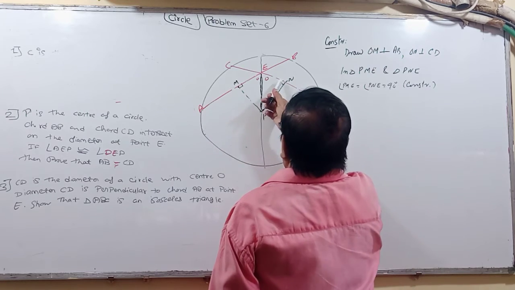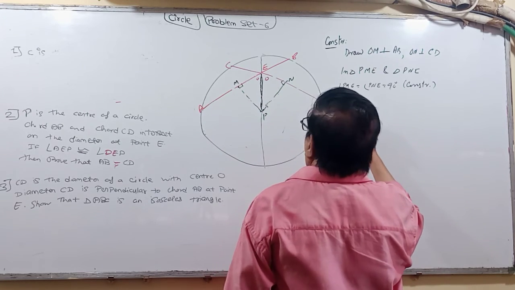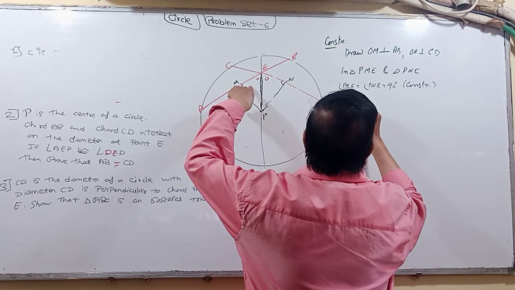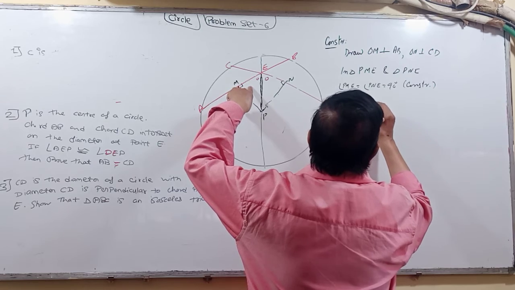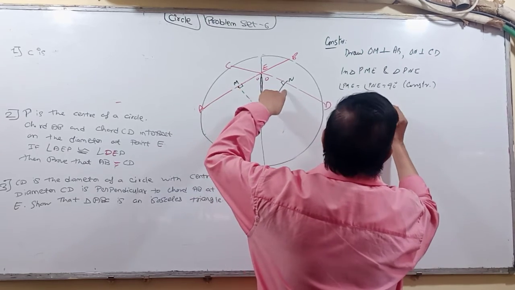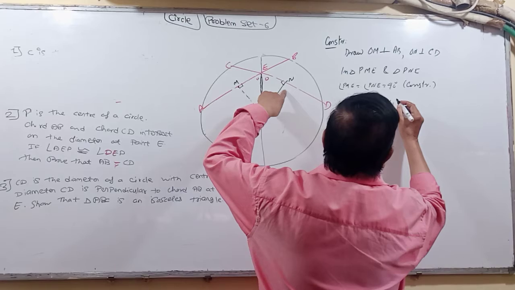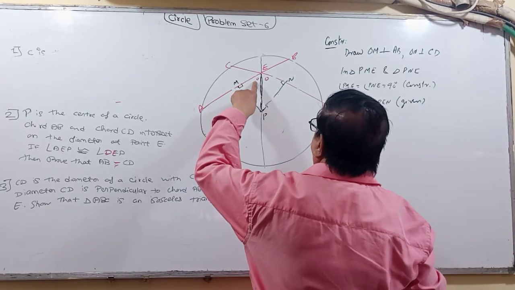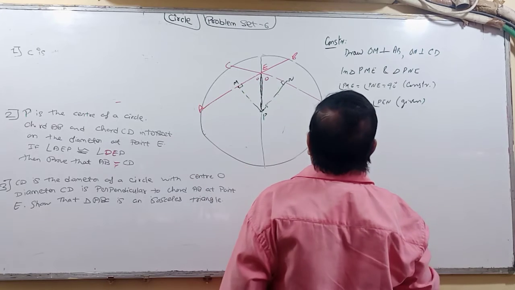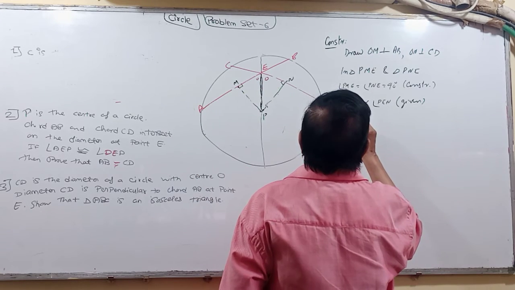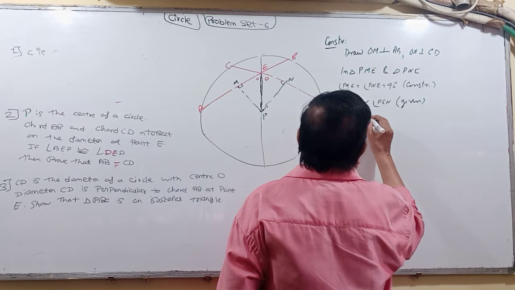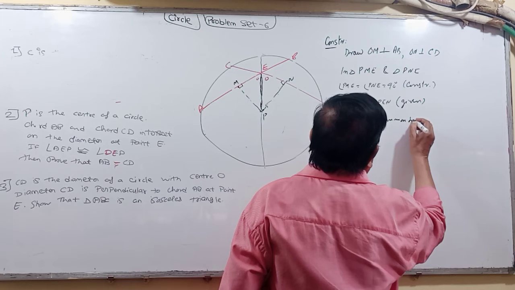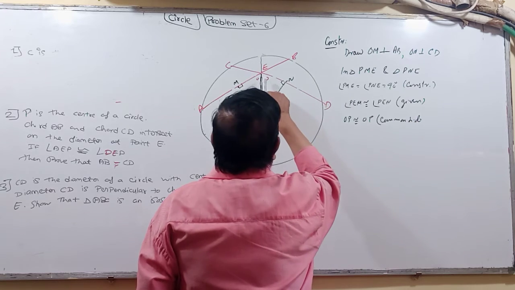This is equal to 90 degrees. Angle PEM congruent to angle PEN. Given. They are given that this angle is congruent to this angle. And OP congruent to OP. Common side. This is congruent to this common side.